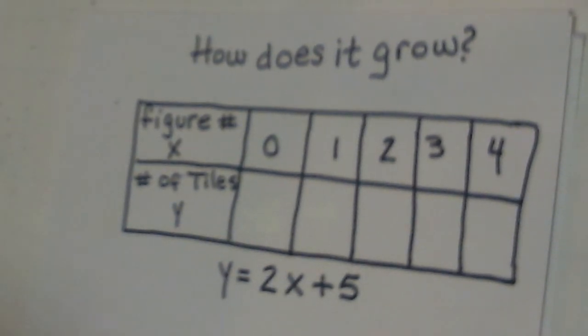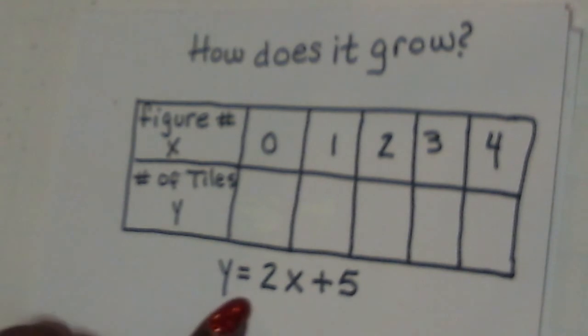Good evening, everyone. You have learned that a linear equation can be represented using a tile pattern. Now we're going to learn that a linear equation can be represented in a table. So I have this table and I have the equation y equals 2x plus 5.